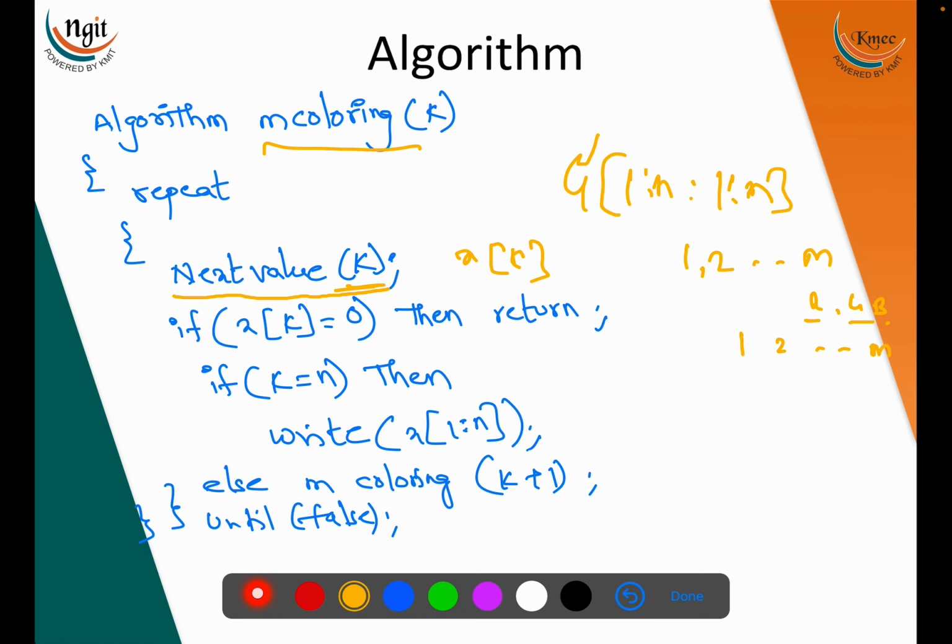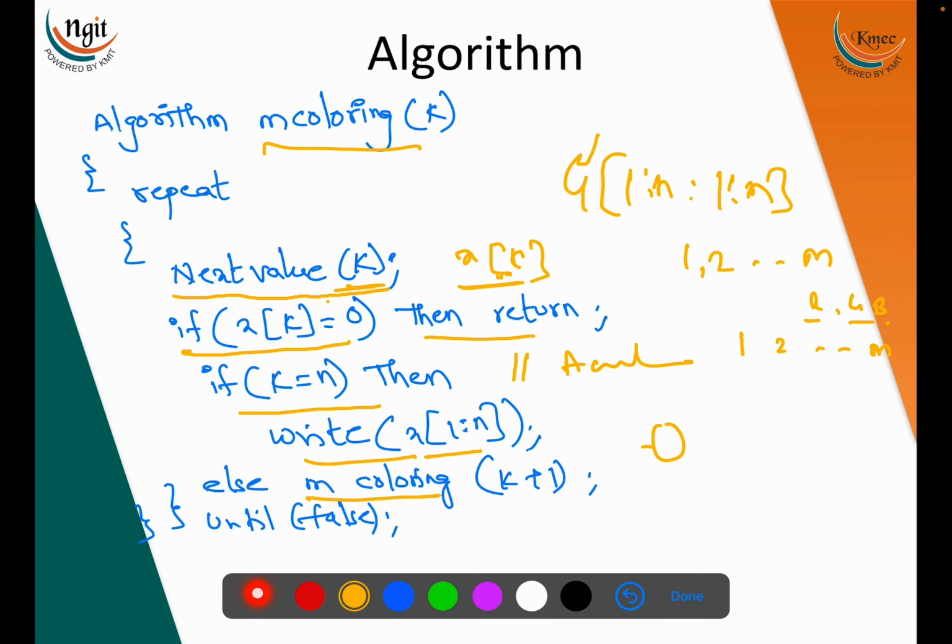Now the next value is k. That means we are assigning x[k] a legal color, the next legal color, to the array. Now if x[k] == 0, then we return that no new color is possible. If k equals n, then at most m colors have been used to color the n vertices. So now we write into the array, and we go for m coloring to see for which vertex which color has to be, right? We will recursively call this function.